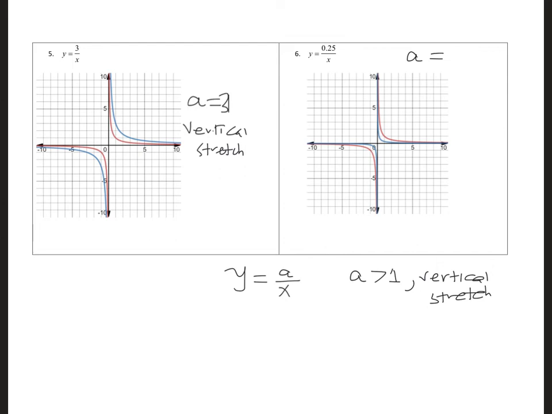When a is equal to 0.25, so when a is less than 1, you can see it's a vertical shrink. You can see it's being pulled towards the x-axis, and for the vertical stretch it's being pulled upwards, away from the x-axis. Now you see the effect of a.